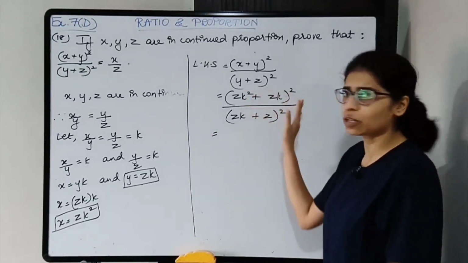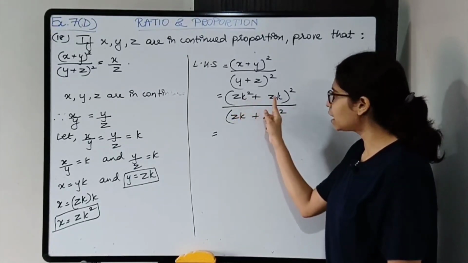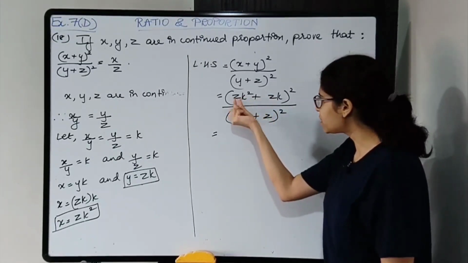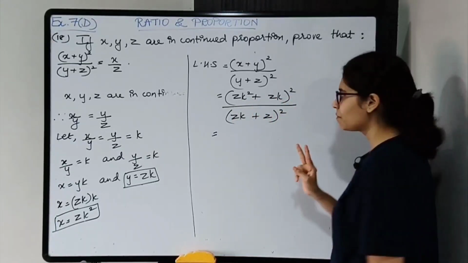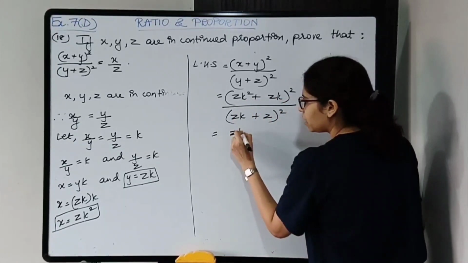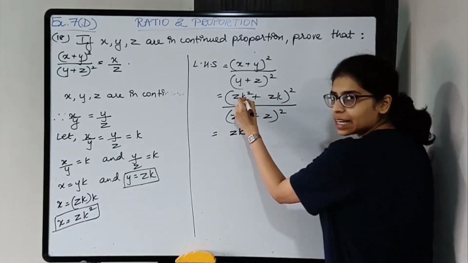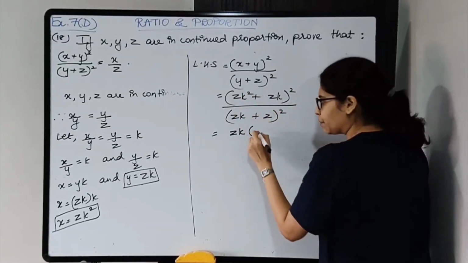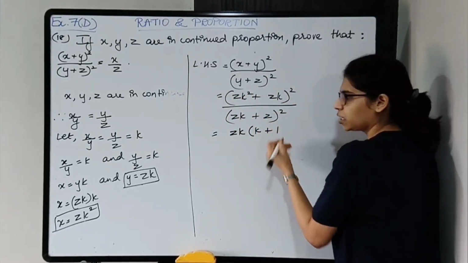Now I'll not square over here. Instead what I can do, I can take z and k common. Numerator mein I have z, z, k, k. I can take one z and one k common. So taking z and k common, inside the bracket what will be left? z and k chala gaya, you're left with k, and here z and k both went outside, so nothing, 1. Okay.